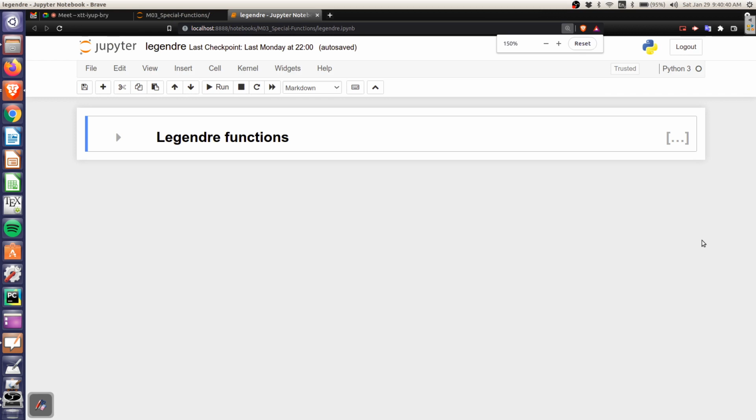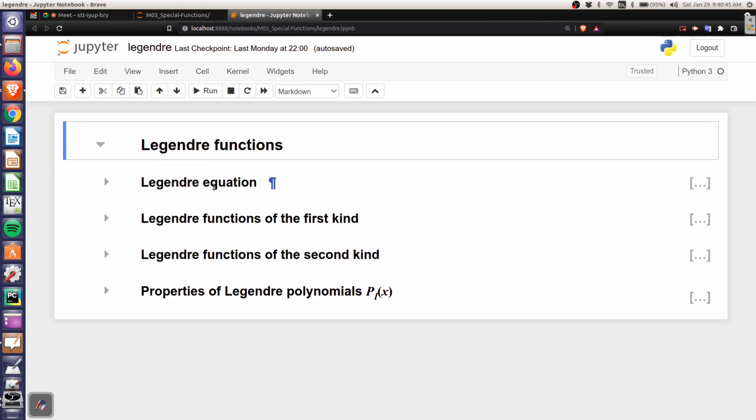So this is what we're going to do. We're going to talk first about the Legendre equation, then the Legendre functions of the first kind, followed by the Legendre functions of the second kind. When we do the Legendre functions of the first kind, we will encounter what are called Legendre polynomials. Then we'll have a look at the properties of these Legendre polynomials. After that, we'll move on to the associated Legendre functions.